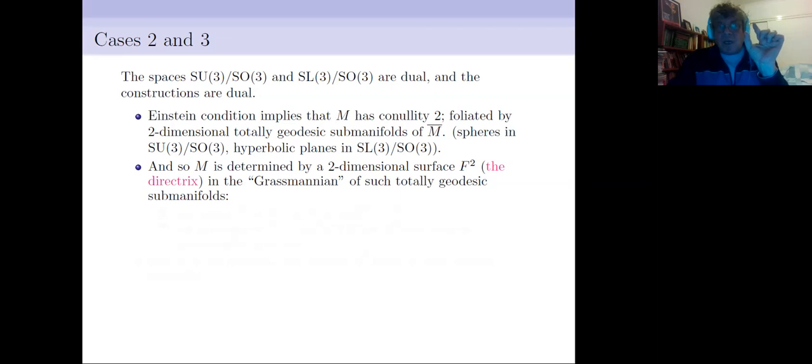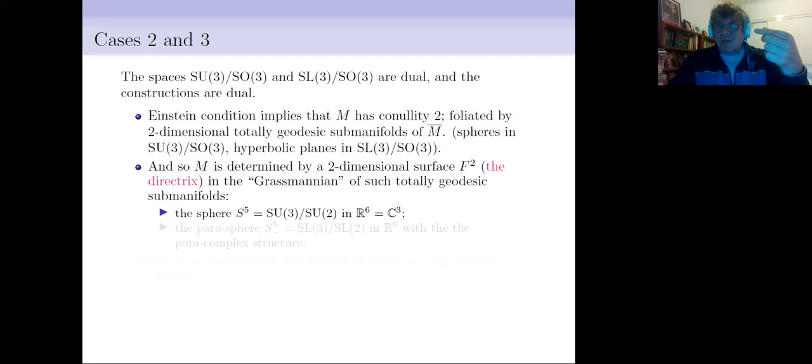We look at the Grassmannian of such totally geodesic submanifolds. So we take SU3 by SO3, a 5-dimensional space. We have some 2-dimensional totally geodesic spheres in it. We look at the totality of the universe, the Grassmannian of such spheres, and it turns out that for SU3 by SO3, this Grassmannian is just a sphere, SU3 by SU2 in C3.